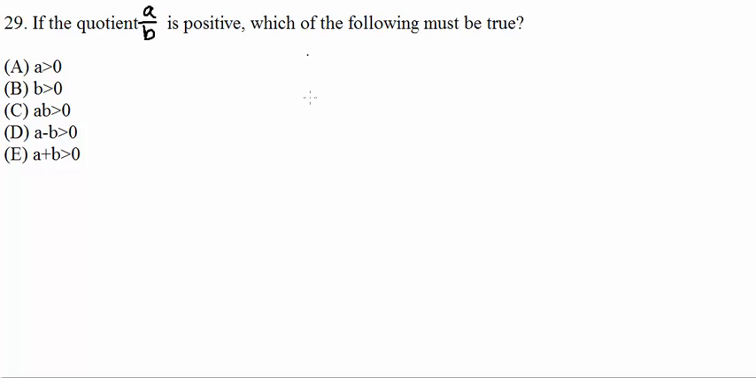So number 29 says, if the quotient a over b is positive, which of the following must be true? So without even looking at the answer choices, the first thing I did when I read this question was think, when is a over b going to be positive? The things that come to my mind is that there are two different cases. You could either have something such as 1 over 2, that's going to be positive, or you could have something such as -1 over -2, because a negative over a negative is a positive. So either a and b can both be positive, or a and b can both be negative.